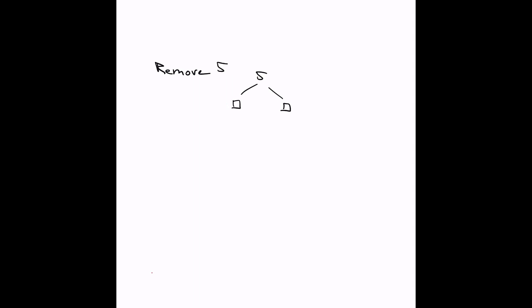Finally, we remove 5, and of course this is a special case, and we end up with an empty red-black tree.